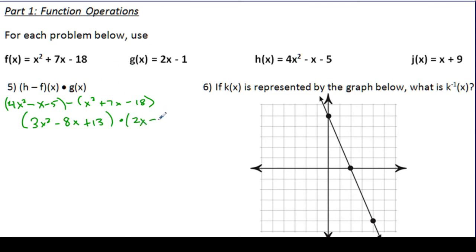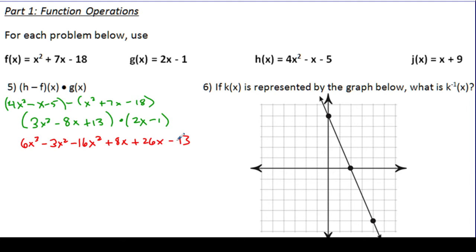Right, so now I'm going to do this big FOIL problem with the answer from h minus f, multiply that with g. So let's do that. 3x squared times 2x, well, that is 6x cubed. Okay, 3x squared times -1 is -3x squared. Okay, -8x times 2x is -16x squared. Okay, -8x times -1 is +8x. 13 times 2x looks like positive 26x, and 13 times -1 would be -13.